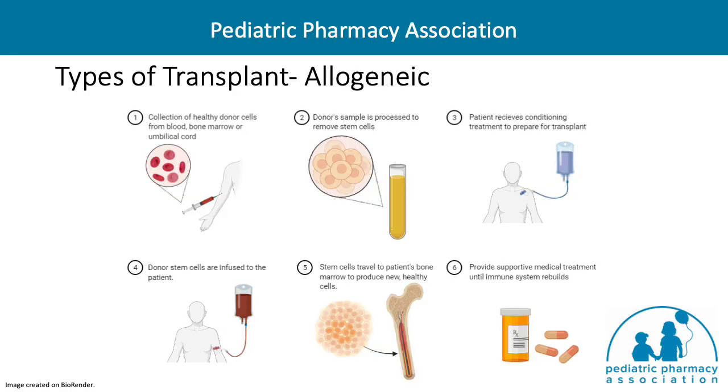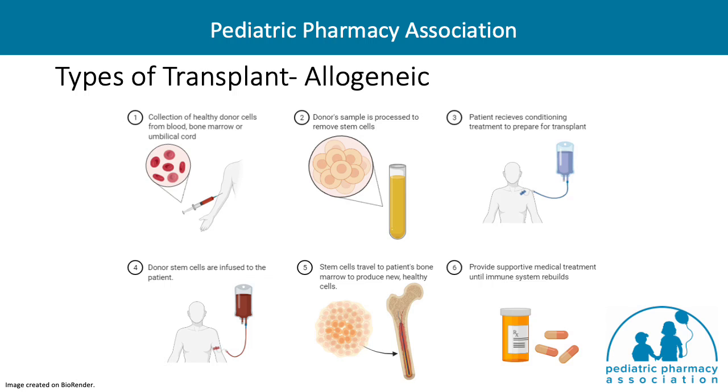The second type of transplant we will discuss is allogeneic transplant. In allogeneic transplant, cells are collected from a donor who is not the patient, and there is vital genetic matching between the donor and the recipient that is performed prior to selection for the most suitable donor.